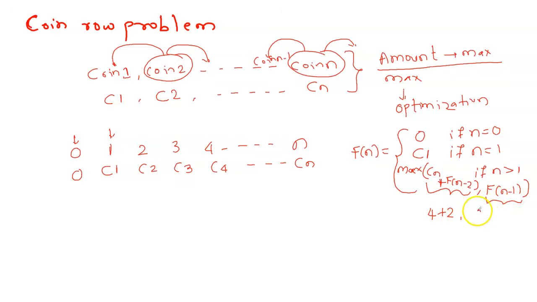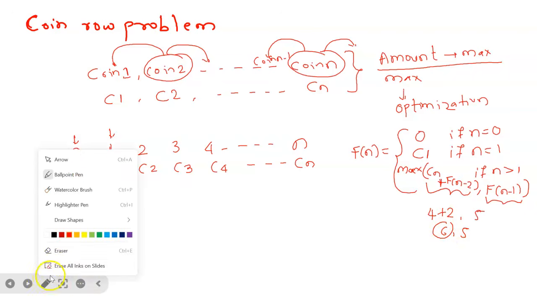Then f of n minus 1 is 5. So out of these two, it is now 4 plus 2, that is 6, and this is 5. So out of these two, which is maximum? 6 is maximum, and that becomes the answer. So it is like this.